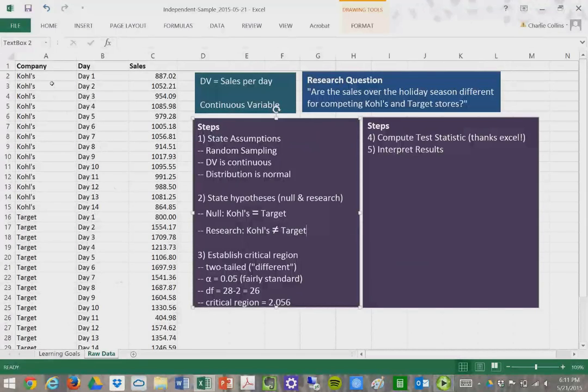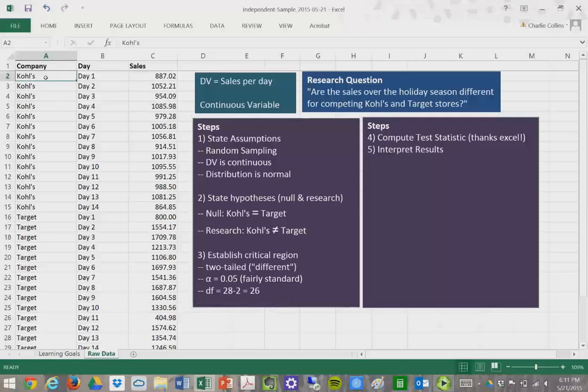Let's just set a scenario here. Let's say I manage a Kohl's department store, and I have a good friend who manages a Target store. And let's say we have a friendly wager that over the winter holidays, we are going to see whose store has the most sales. And so here our dependent variable is sales per day.